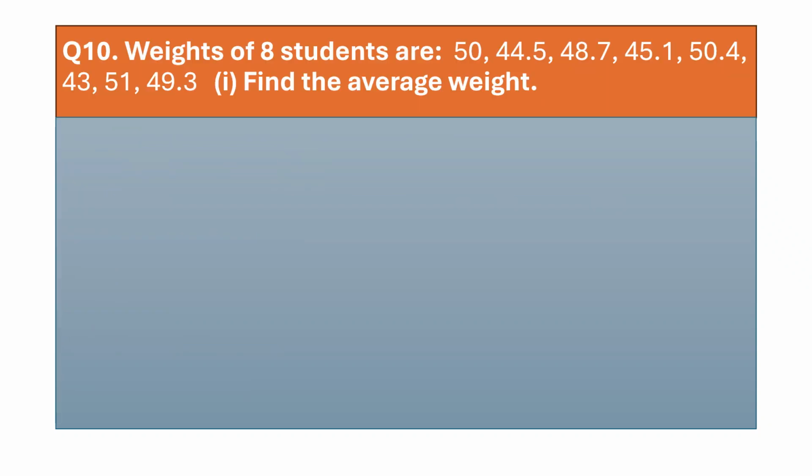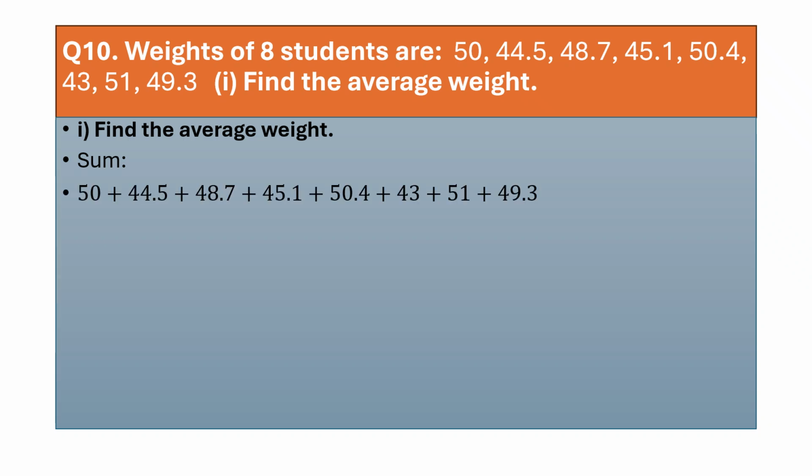Question number 10. Weight of 8 students are 50, 44.5, 48.7, 45.1, 50.4, 43, 51 and 49.3. Find the average weight. Now to find the average weight, I'm very sure students now it is clear to you. You need to add all the numbers. Here you are getting 382. What are the number of students? 8. That is the number of observations.